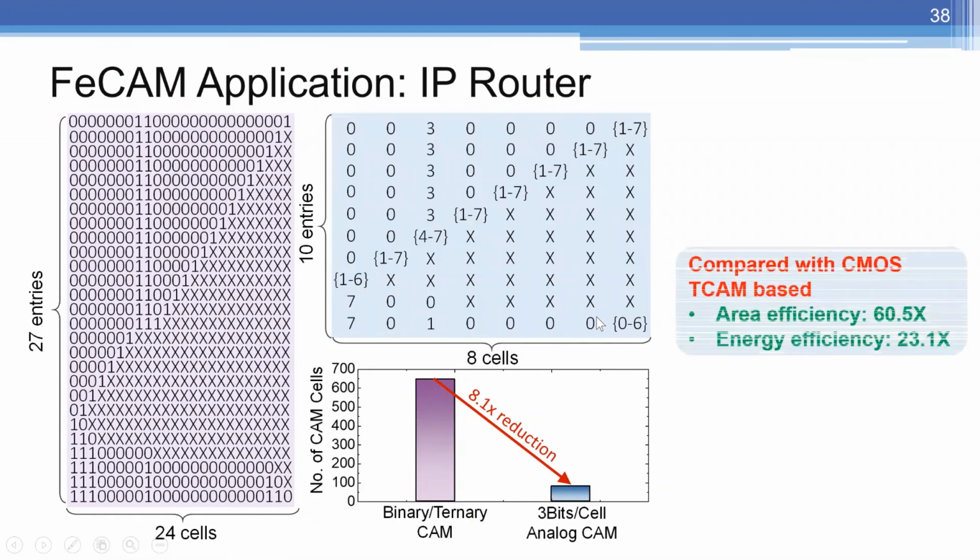And further, we can evaluate that compared with the conventional CMOS TCAM array, we can achieve an area efficiency of 60 times and 23.1 times energy efficiency. And that's how we leverage the analog characteristic of the FeFET to build efficient CAM designs.